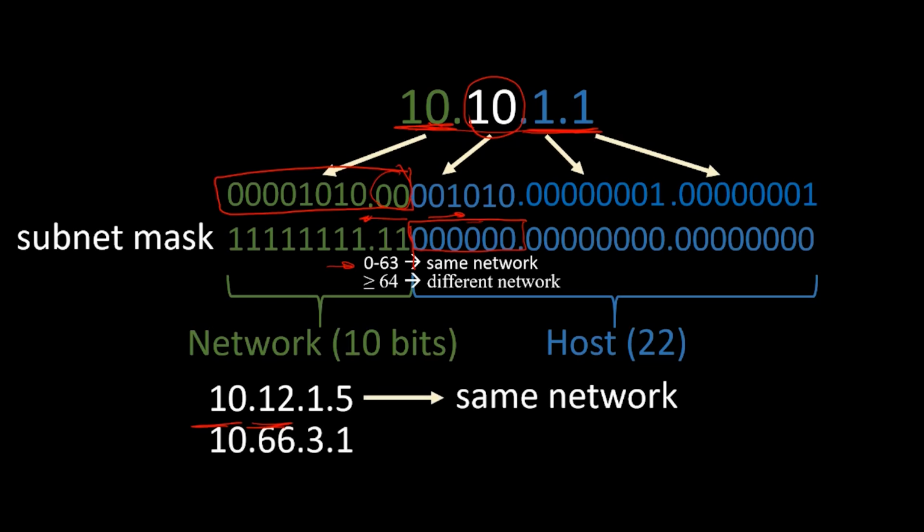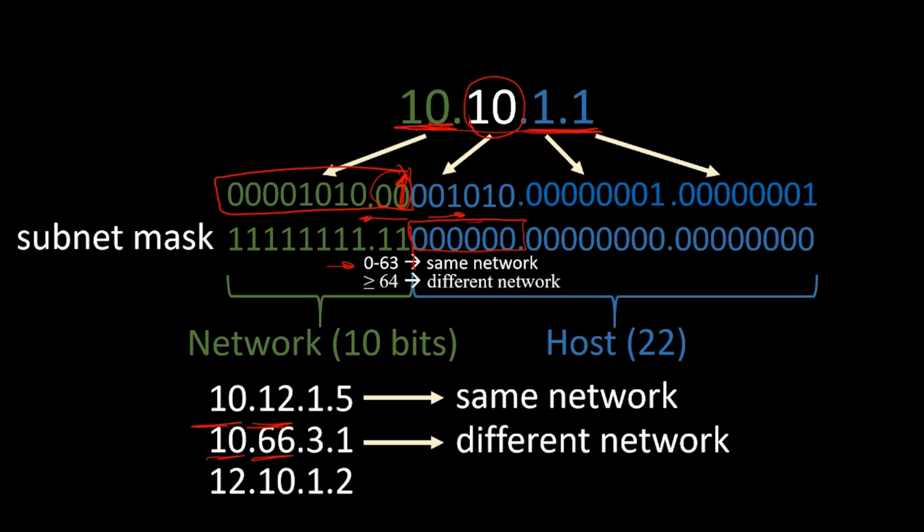But if you look at this IP address, 10.66.3.1, and we do the same calculation, this IP address has the same first decimal, but the second decimal is 66, which means this bit here is 1. So this IP address is in a different network than our IP address. Now, if we look at this IP address 12.10.1.2, this is much easier because the first decimal is different from ours, which means this IP address is for sure in a different network.